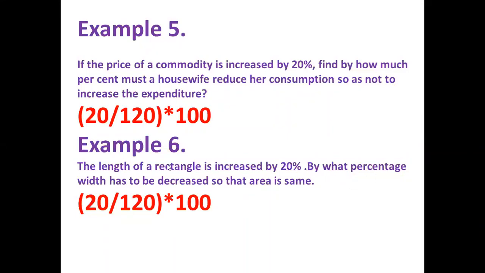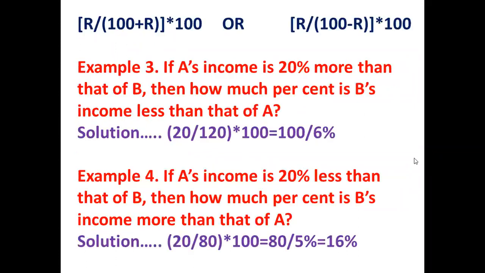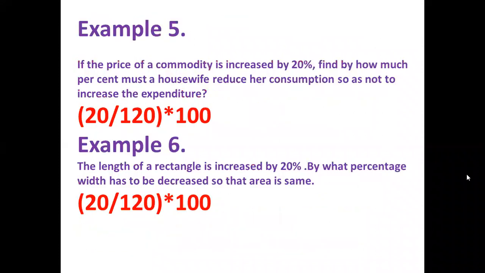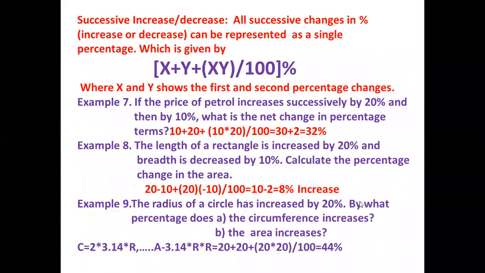So you can use this formula directly, the second formula. This one, it is increasing now, so you can use R upon 100 plus R. R is 20, 20 upon 120 into 100. In the same way, we have another formula. The good thing about this formula is that it has two variables, x and y.